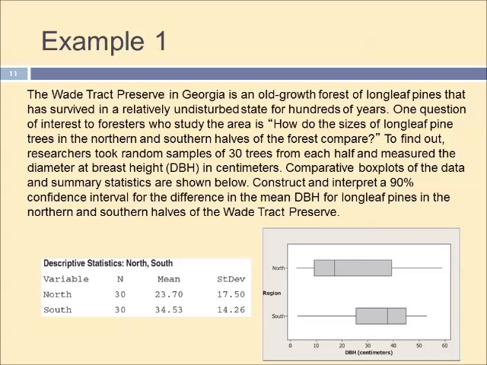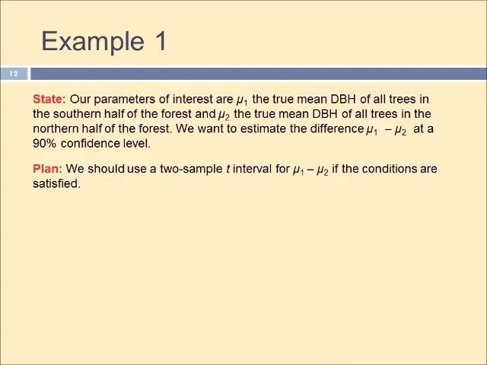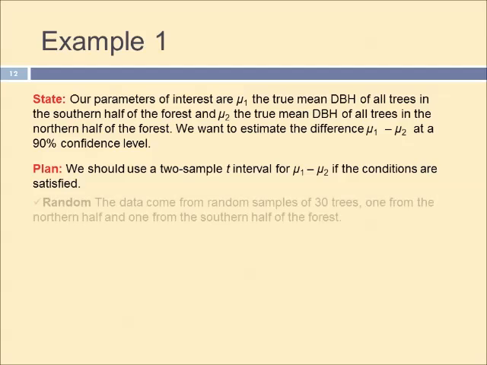And we need to construct and interpret a 90% confidence interval for the difference in the mean DBH for longleaf pines in the northern and southern halves. So we have all the data here, and we have a pair of box plots. Our parameters of interest are mu1, the true mean of all trees in the southern half, and mu2, the true mean of all trees in the northern half. And we want to estimate the difference at a 90% confidence level. So we should plan to use a two-sample t-interval for the difference between the means, if the conditions are satisfied.